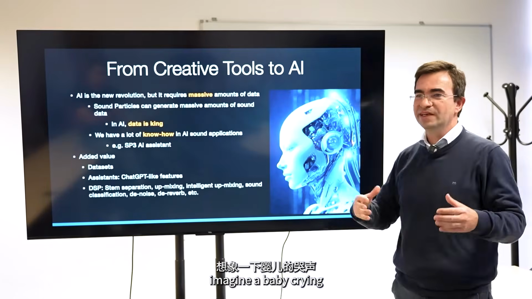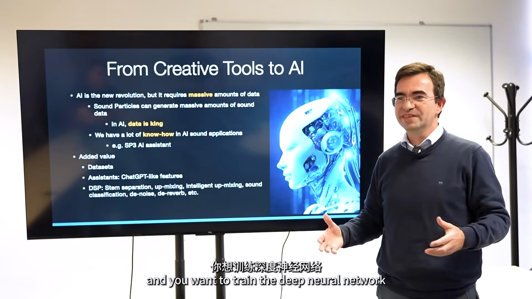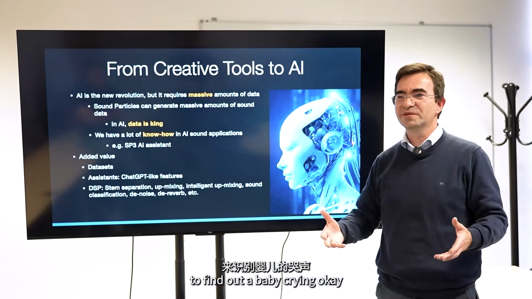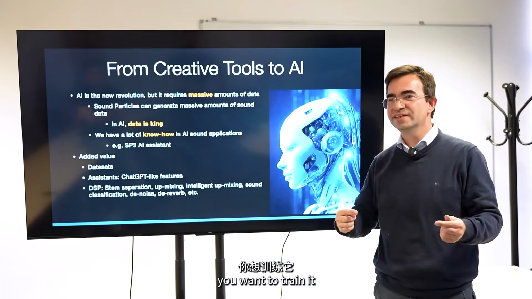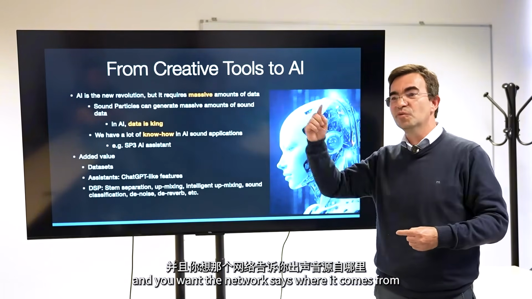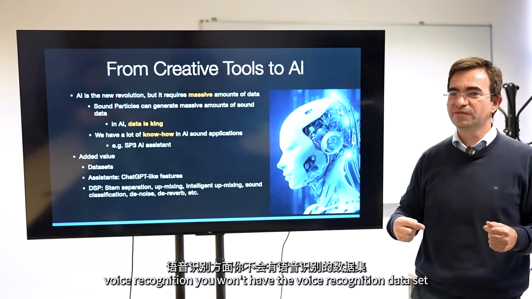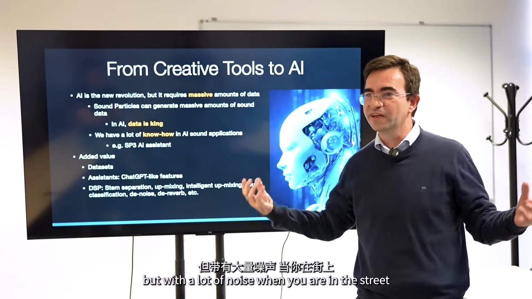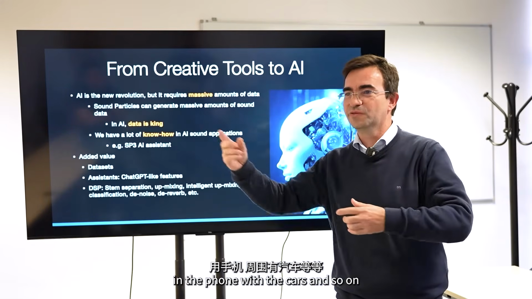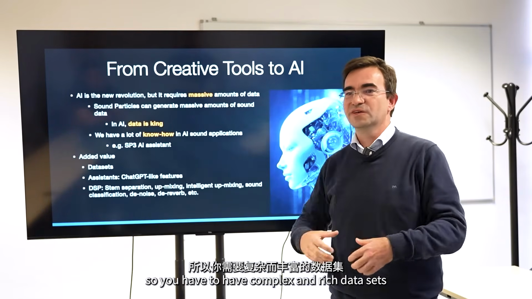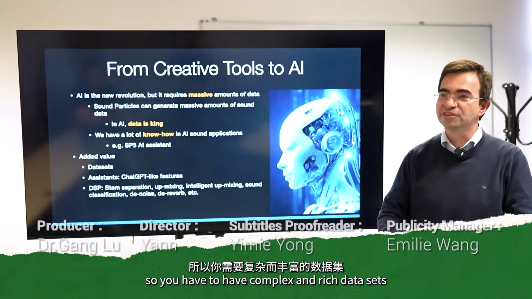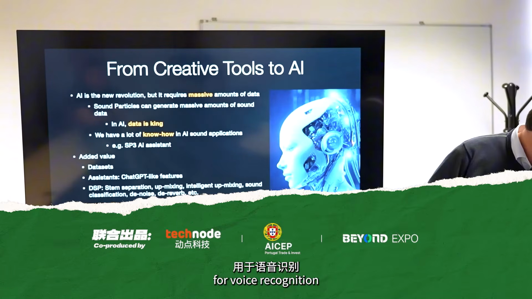Imagine a baby crying, and you want to train a deep neural network to find a baby crying. You want to train it, and you want the network to say where it comes from. Voice recognition: you want to have the voice recognition data set, but with a lot of noise, like when you are in the street, on the phone, with the cars, and so on. So you have to have complex and rich data sets for voice recognition.